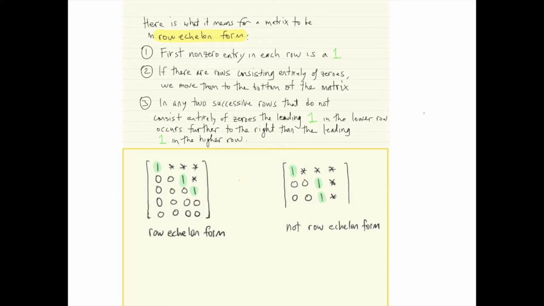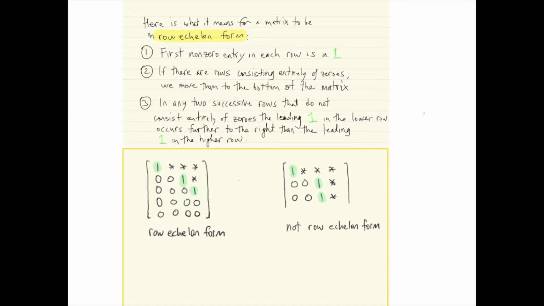Going back to condition 1, in this example now, this is not a row echelon form, but it does satisfy condition 1, that as you go through the rows, the first non-zero entry in each row is a 1. So we still don't know why this is not in row echelon form. We'll see shortly. Okay, and we talked about 2.